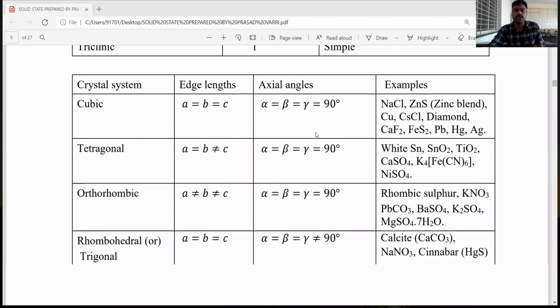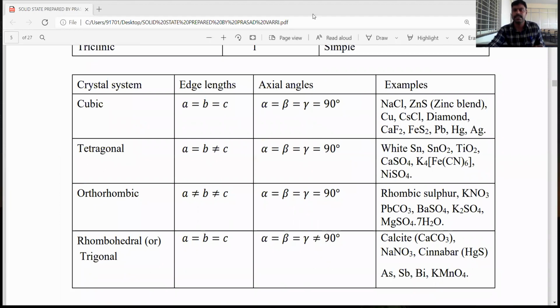Okay, let's see, dear students, in the 7 types of crystal systems, the relation between their edge lengths as well as axial angles. Let's see the first one. In the cubic, cube means the edge lengths all are equal. A is equal to B is equal to C, and the edges should be arranged in a perpendicular manner. Then alpha is equal to beta is equal to gamma is equal to 90. For this cubic crystal system, there are 3 Bravais lattices present. I said already: simple cubic, face centered, and body centered. Examples: NaCl, ZnS, copper, cesium chloride, calcium fluoride, iron sulfide, lead, mercury, and silver. These examples also we need to remember, dear students.